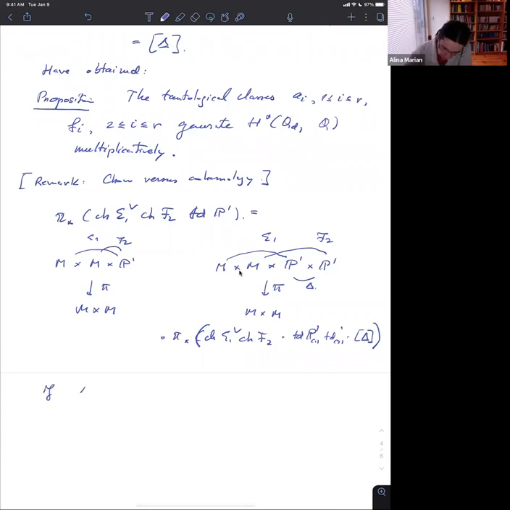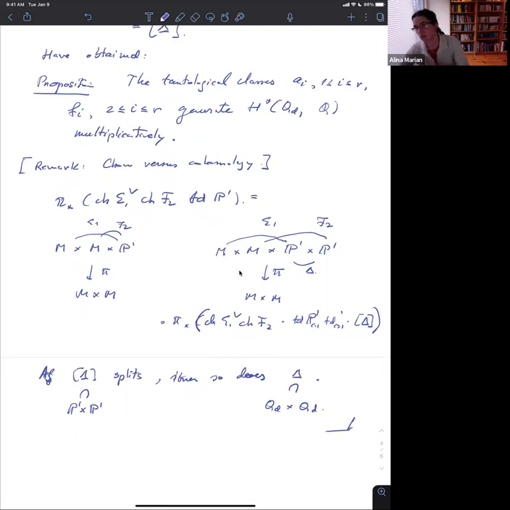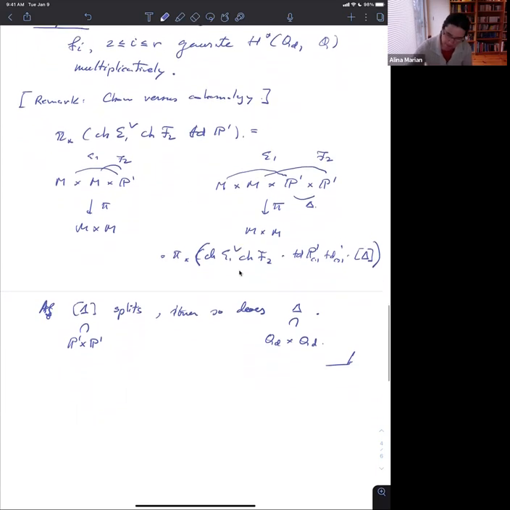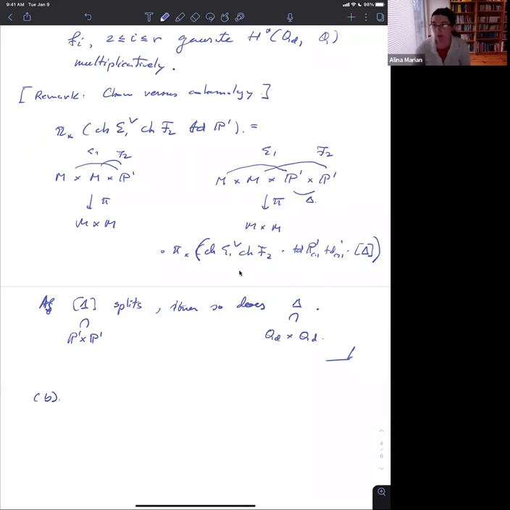So if delta splits, as delta splits, maybe I should say that, then so does delta inside the Quot scheme QD cross QD. This is the remark. So in particular, this shows that the Quot scheme is Chow trivial. So Chow and cohomology agree in this case. There's no odd cohomology. Okay, so this is the discussion of the diagonal in the Quot scheme on a curve.